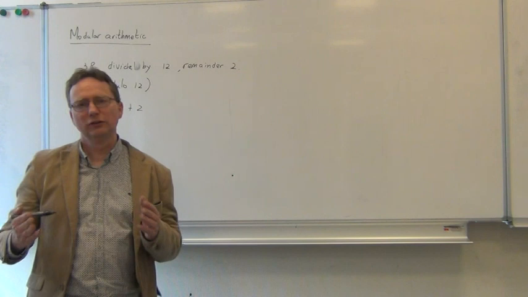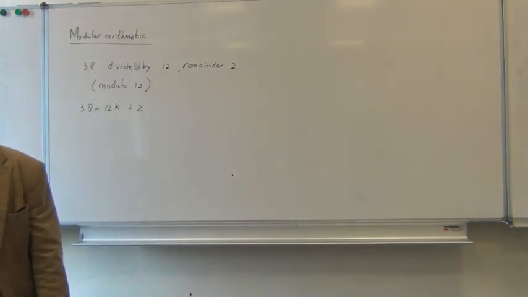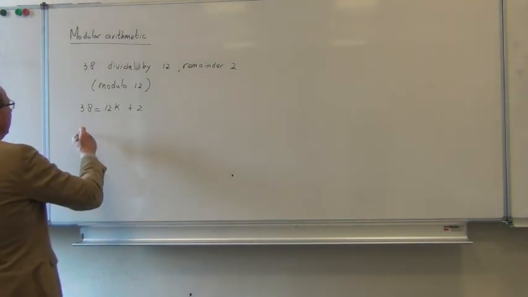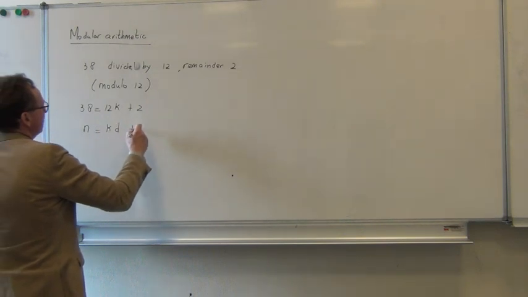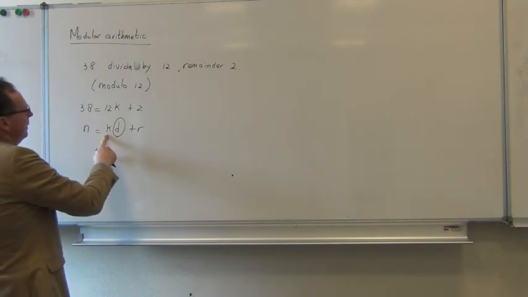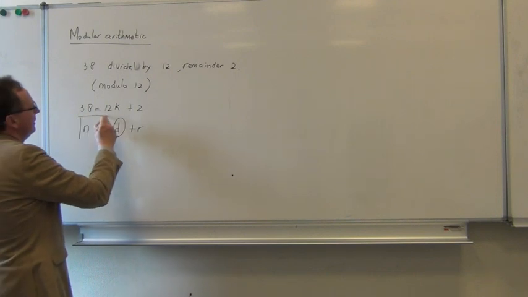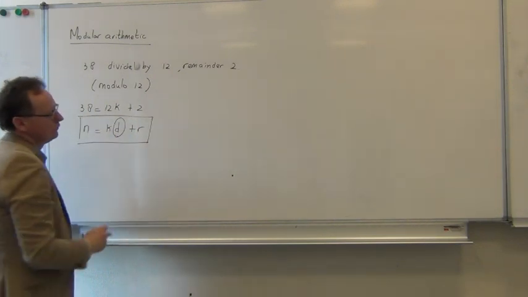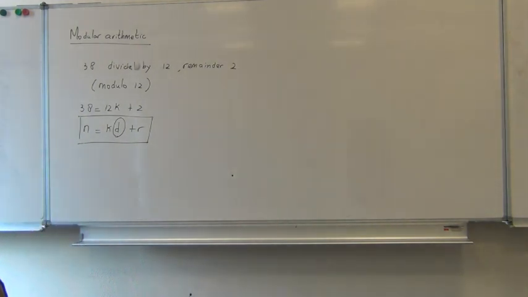When you start with a certain number n and you divide by some value d, then you can always say that the number can be written as k times d plus r. So d is the divider, k is a factor, which of course must be an integer, and r is the remainder. That's quite useful to remember.